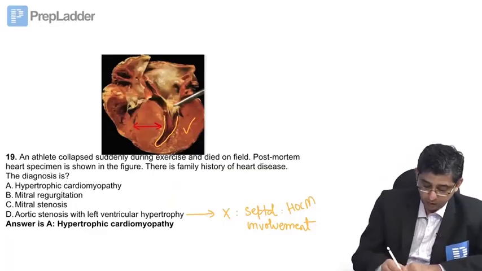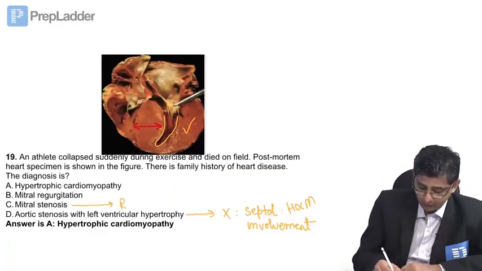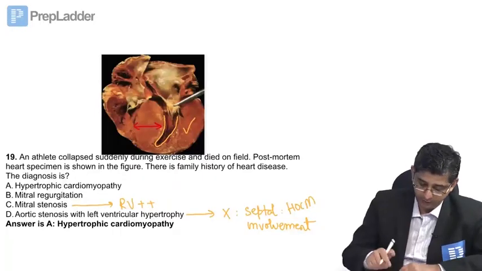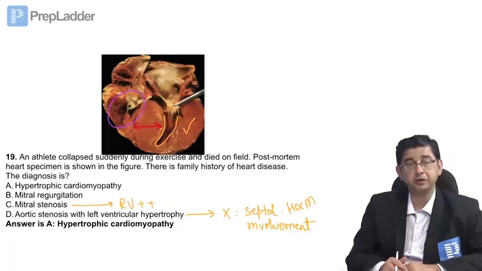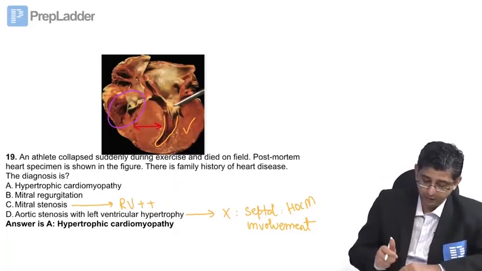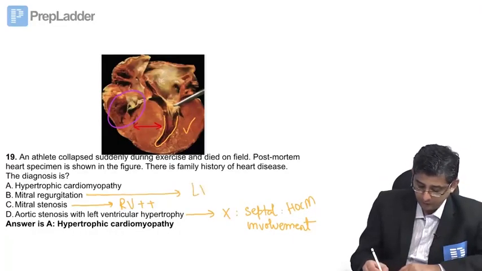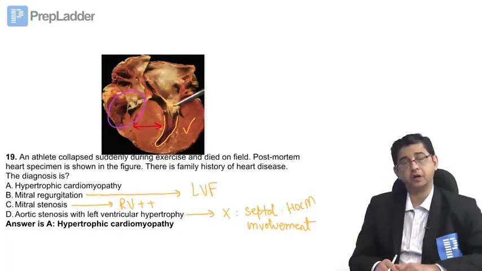Why the answer is not mitral stenosis? Because mitral stenosis will cause right ventricular enlargement. This image shows left ventricular enlargement. Right ventricle is here. That looks pretty decent. Mitral regurgitation, well, why is it not the answer? Because mitral regurgitation will cause left ventricular failure, not hypertrophy.